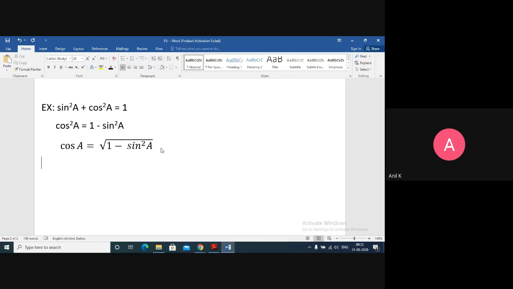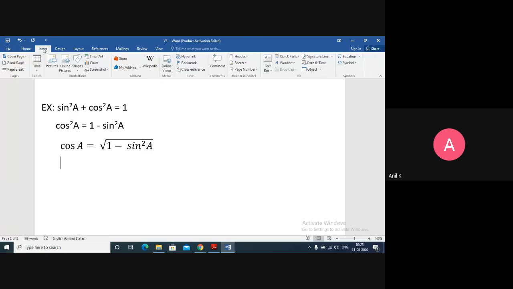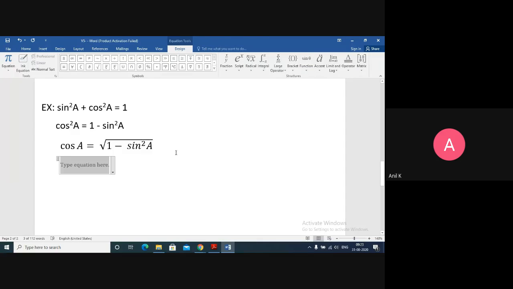Next I have to represent tan A, also in terms of sin. Tan A equals sin A upon cos A, not cos upon sin. This is tan A equals sin A upon cos A. So we have done it.